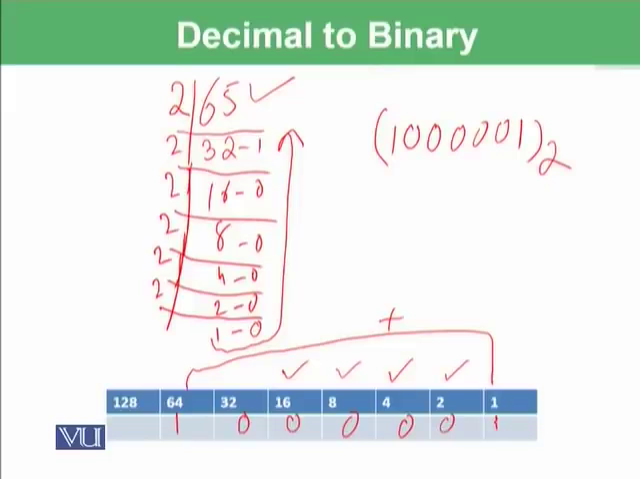Similarly, I can explain another example. For example, you want to display 32. So you need to turn 32's cell as 1 and put zeros in other cells. So this will represent 32.